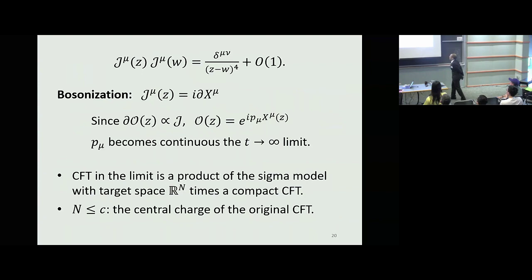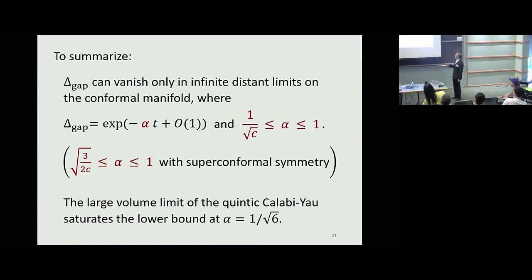So this shows that the conformal field theory in the limit is a product of a sigma model with target space decompactified to R^n times a compact CFT. Now, assuming that the total central charge is C, since the compact CFT part should also have non-negative conformal dimension, N has to be bounded by C. Now, you can show that if the CFT decompactifies to R^n, then alpha becomes actually 1 over square root of N. So from that, we can see that alpha is bounded below by 1 over square root of C. So this is what we showed, that the delta can vanish only in a finite distance limit in the conformal manifold, where the gap decays exponentially like that, and this is bounded in this way.